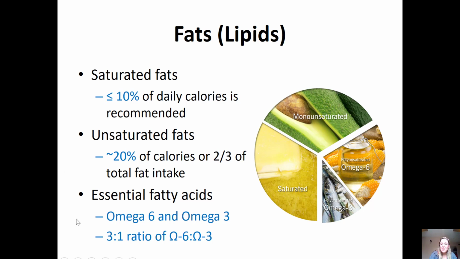Your omega-3s and your omega-6s are great for central nervous system development, brain, that sort of thing. So it's a 3-to-1 ratio, 3-to-1 omega-6 to omega-3 intake.